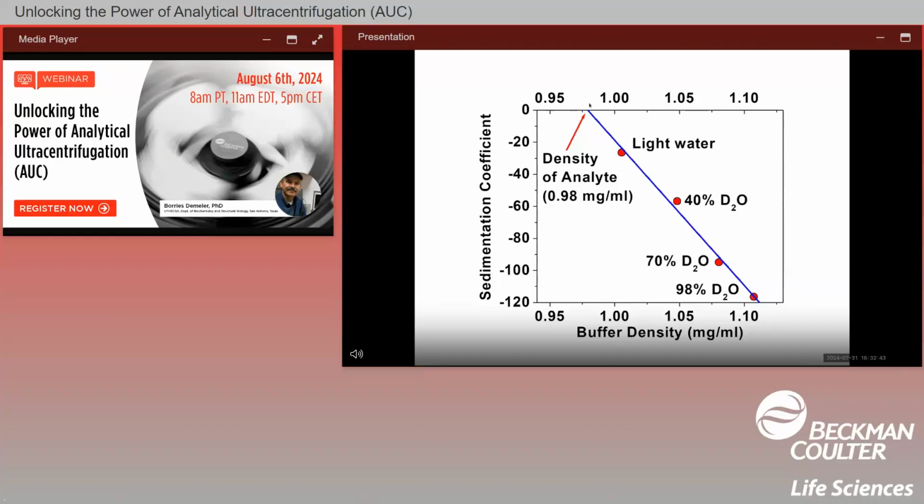So you can extrapolate to S value equals 0, meaning that's where the molecule becomes equibuoyant with your solvent and where it will not sediment at all. So that's where the S value is 0. So you extrapolate to that point and you have the density of your analyte by taking the inverse of that partial specific volume value here. You get then the density of your component.